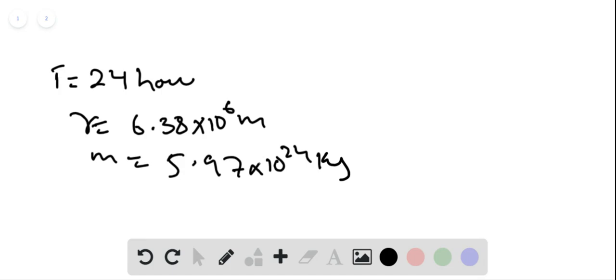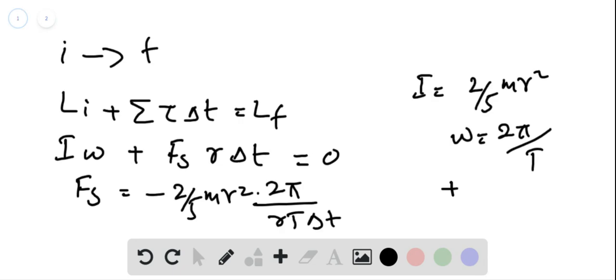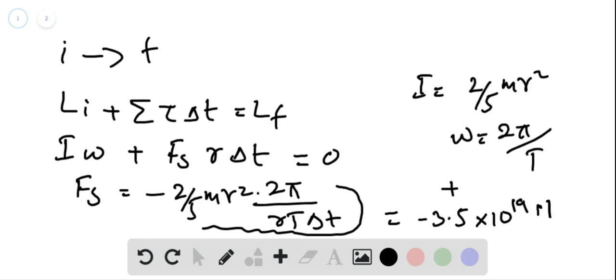We can then plug those values into the expression that we obtained earlier. The force that we get is minus 3.5 times 10 to the power 19 newtons. This amount of force would be needed to stop the Earth's rotation.